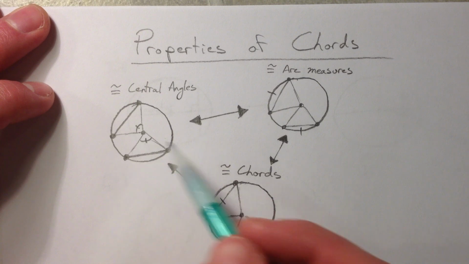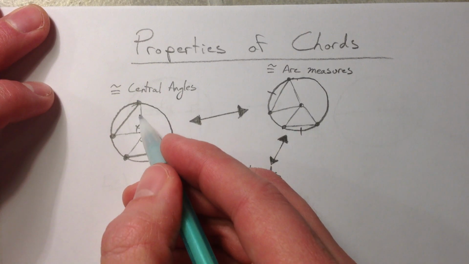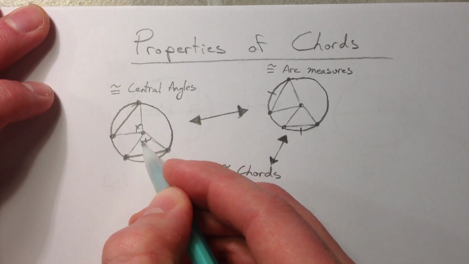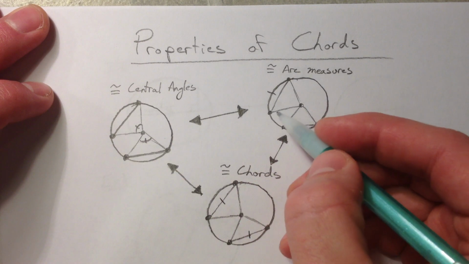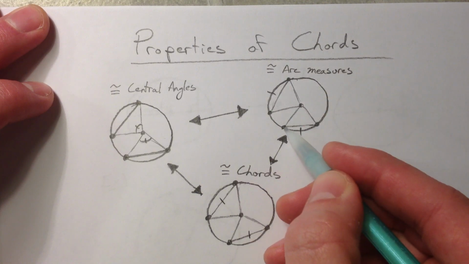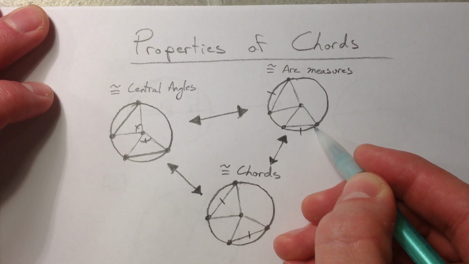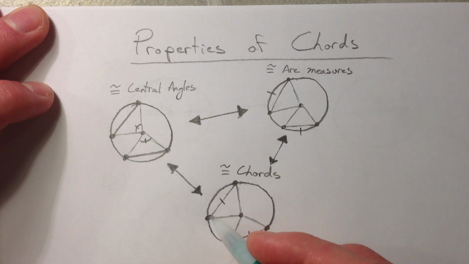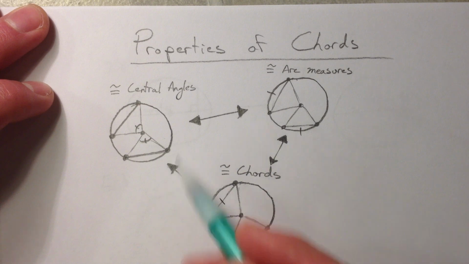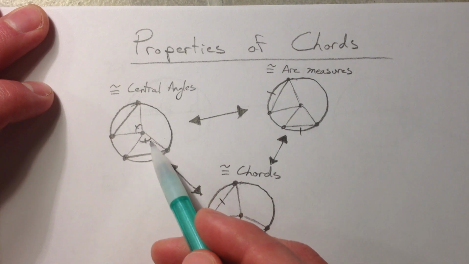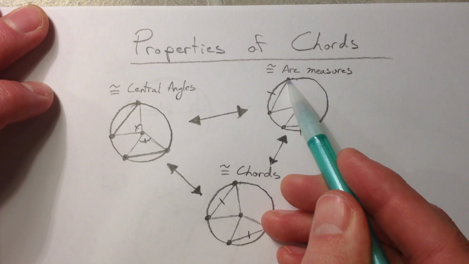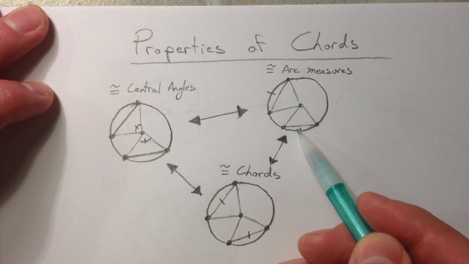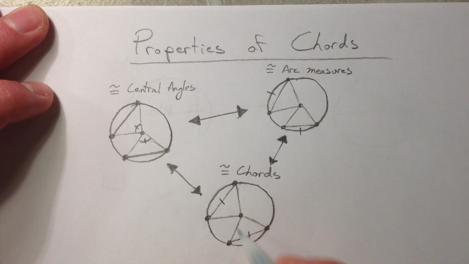And so we have congruent central angles. If we have congruent central angles, this angle is congruent to this angle. Then we talked last time that the arc measures would be the same. Also the same is that the chords are congruent. And so all of these are interrelated. So if you have congruent central angles, you have congruent arc measures, this arc and this arc, and you also have congruent chords.